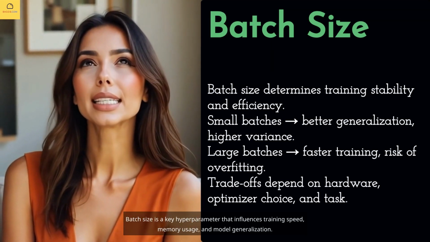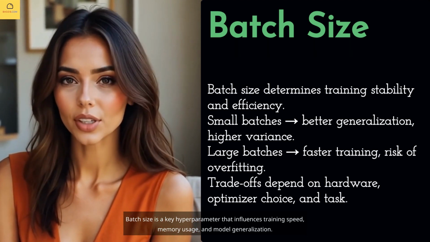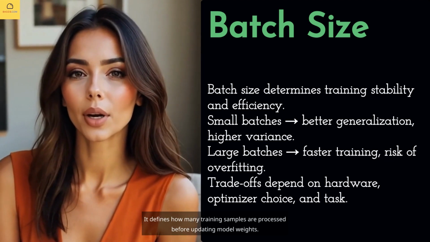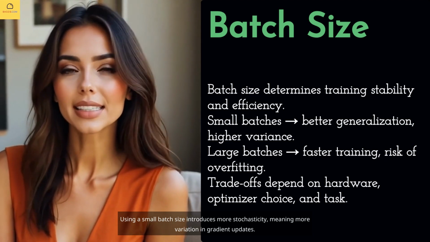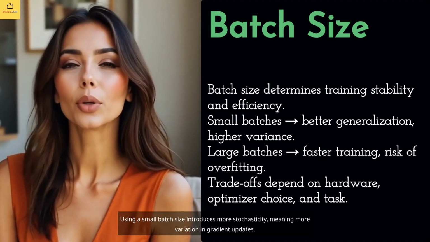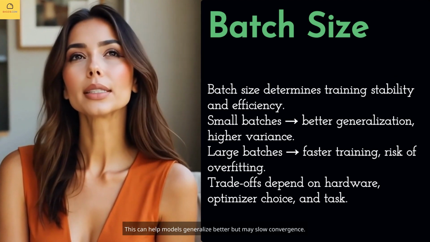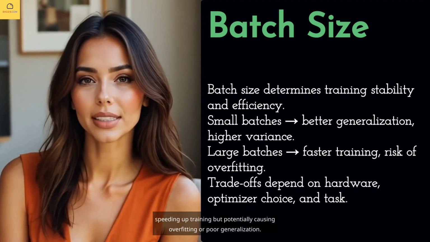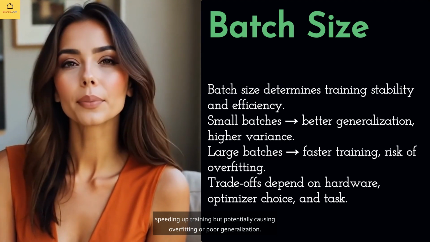Batch size is a key hyperparameter that influences training speed, memory usage, and model generalization. It defines how many training samples are processed before updating model weights. Using a small batch size introduces more stochasticity, meaning more variation in gradient updates. This can help models generalize better but may slow convergence. Conversely, large batch sizes lead to smoother gradient updates while speeding up training, but potentially causing overfitting or poor generalization.